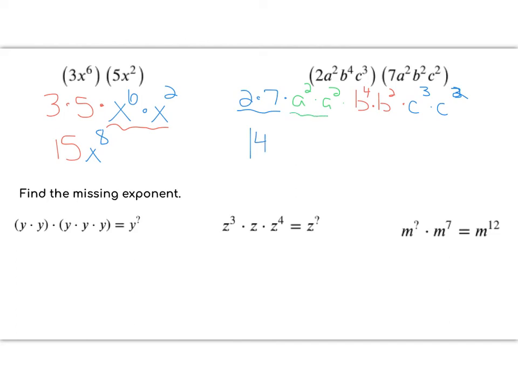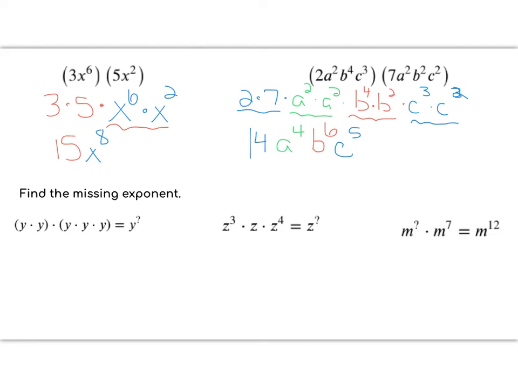What is a squared times a squared? Well, I'm going to multiply 2 a's and 2 more a's. So I'll have a to the 4th. Then I'm going to multiply b to the 4th times b squared. I'm going to have 4 b's and 2 b's. So I'm going to be multiplying 6 b's together, b to the 6th. And then 3 c's and 2 more c's is going to make c to the 5th. Remember that when you're multiplying with the same base, you add the exponents, okay?